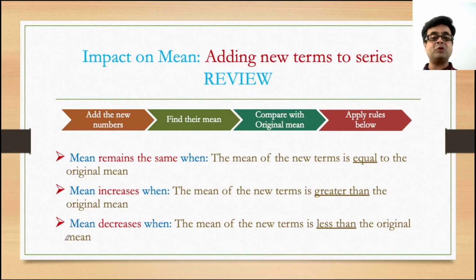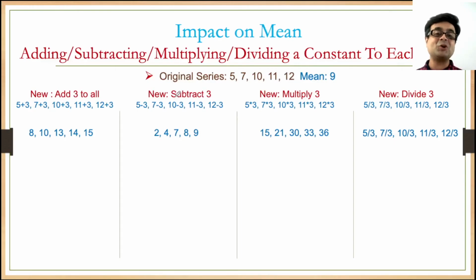If the mean of the new numbers is more than the original series, then the new series mean is also more than the original series mean. And finally, if the mean of the new numbers is less than the mean of the original series, the new series mean will also be less than the mean of the original series. However, this is not all. There could be other manipulations that can be done to the original series, and that could also impact the mean, and let's look at that.